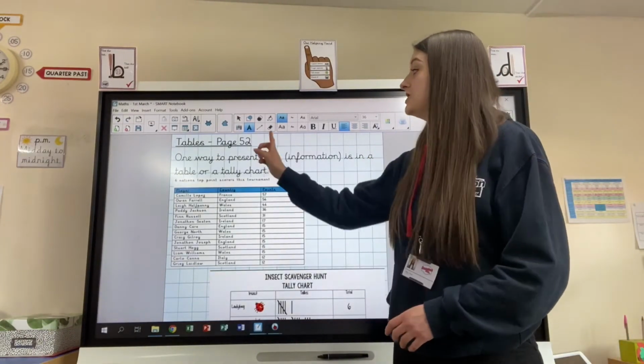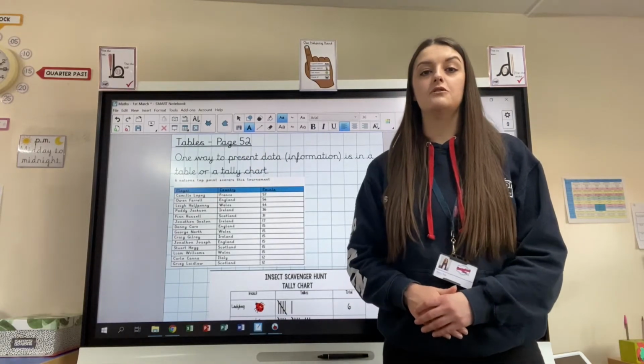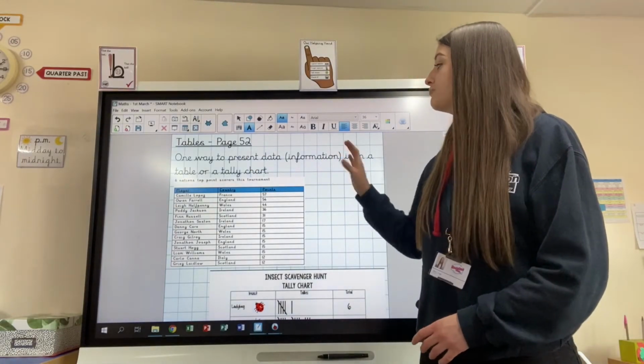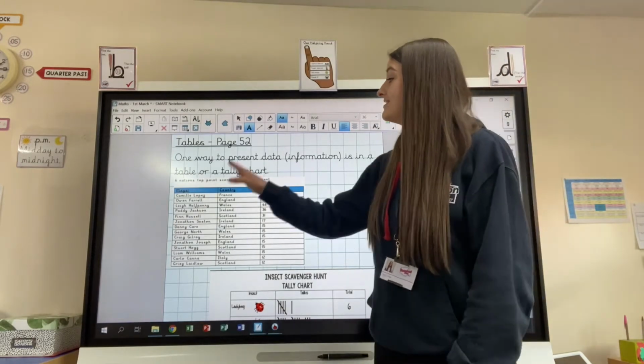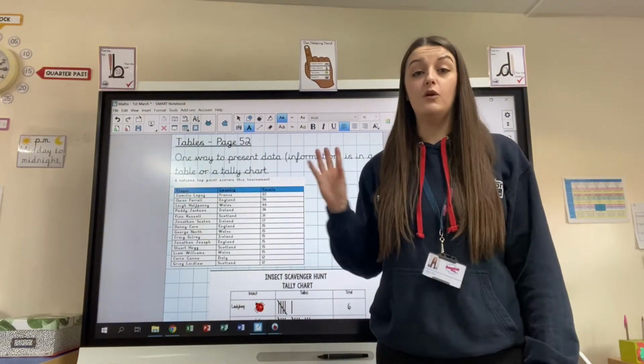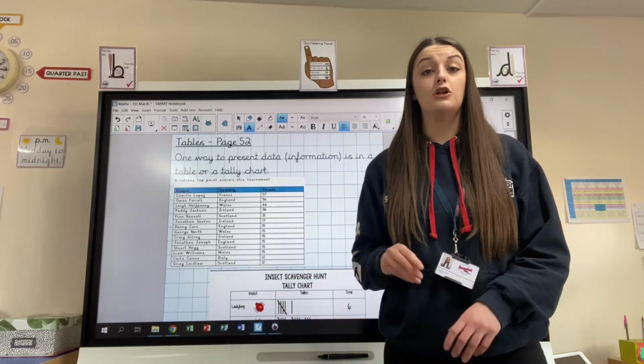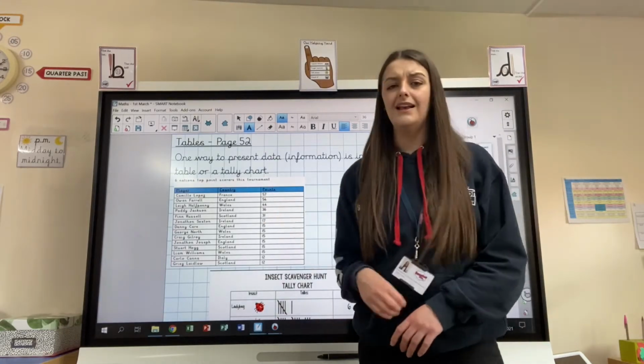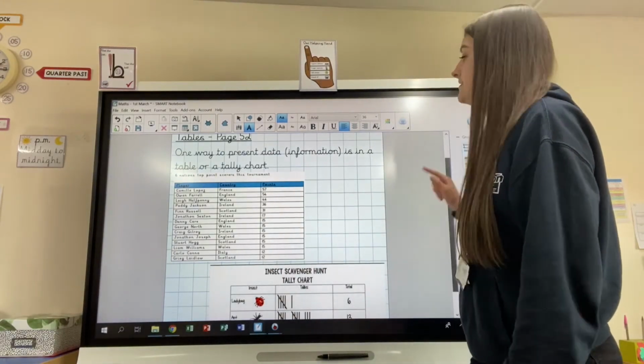Now on page 52 you'll see you've got tables as your title. That's just one way of presenting data. We can do it in a table or a tally chart, and I know lots of you will have heard of tally charts and used them before. Let's have a look then at a table and a tally.